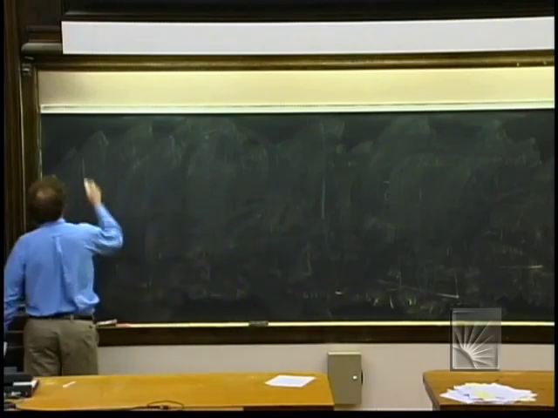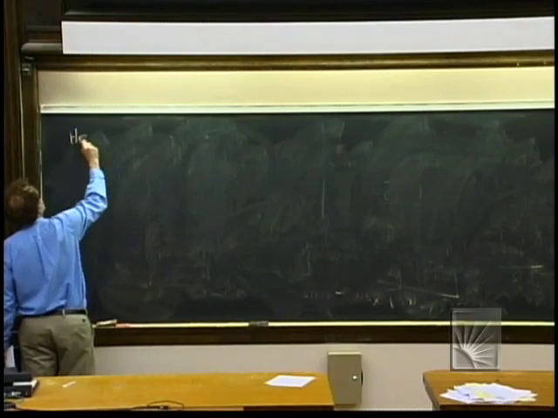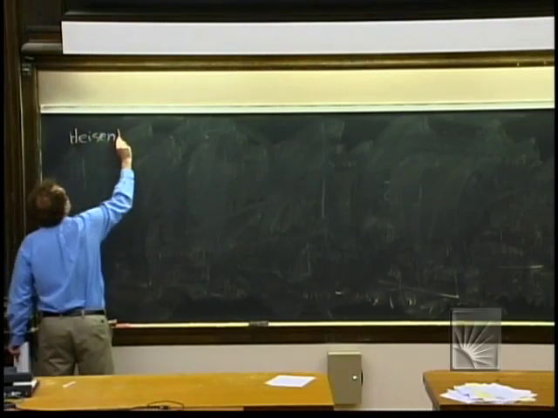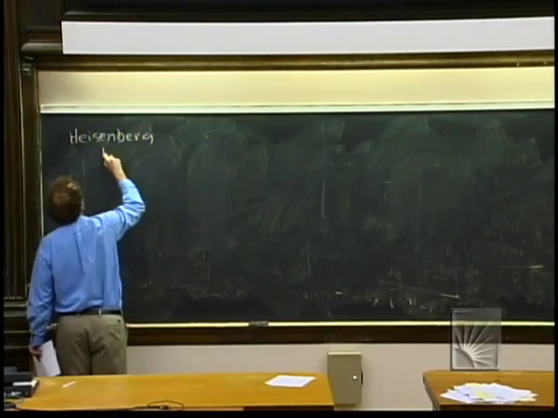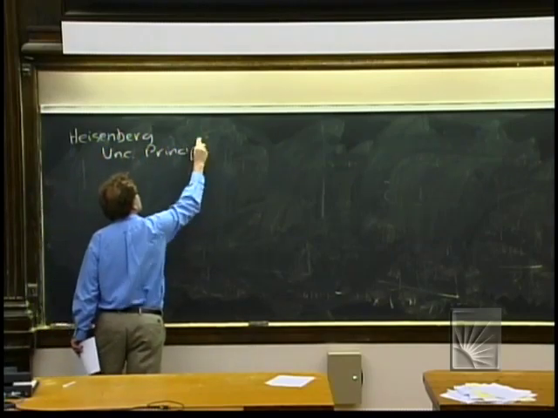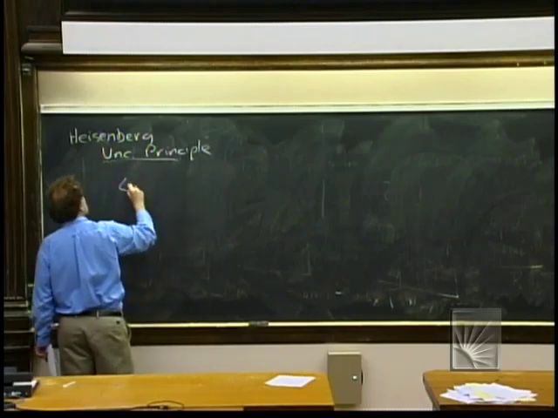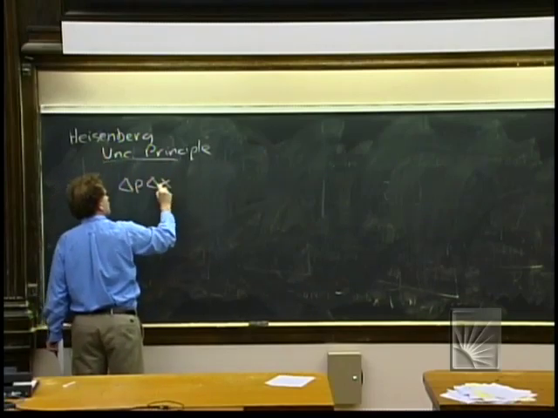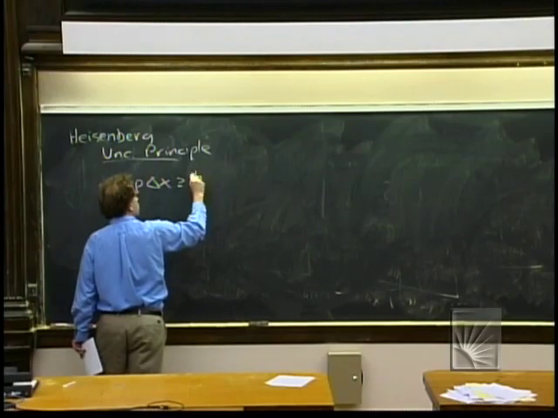I want to talk a little bit more about the Heisenberg uncertainty principle. All right. So delta p, delta x is greater than or equal to h bar over 2.